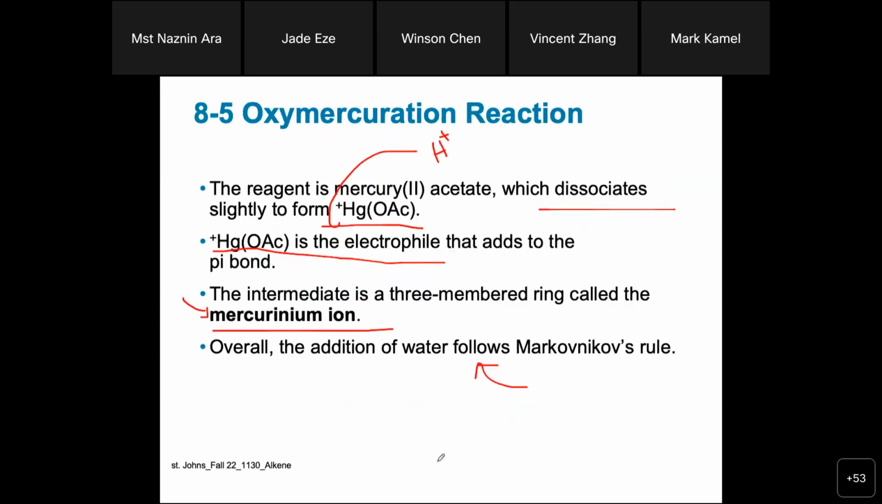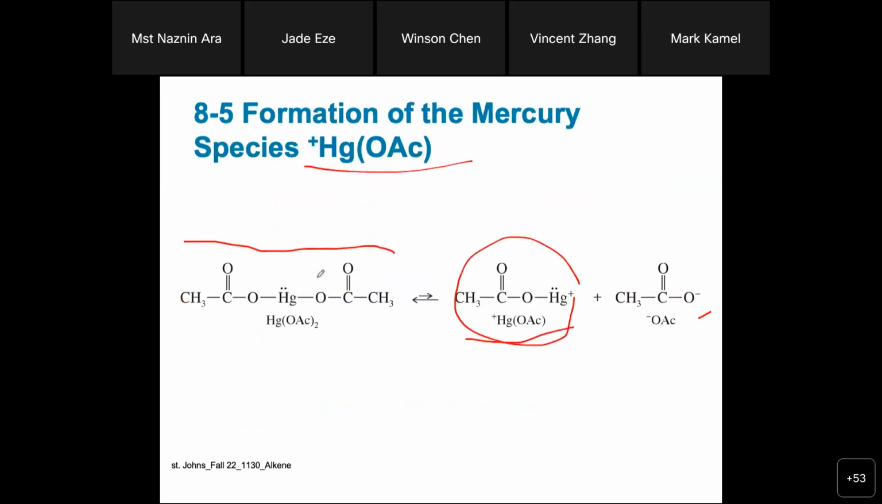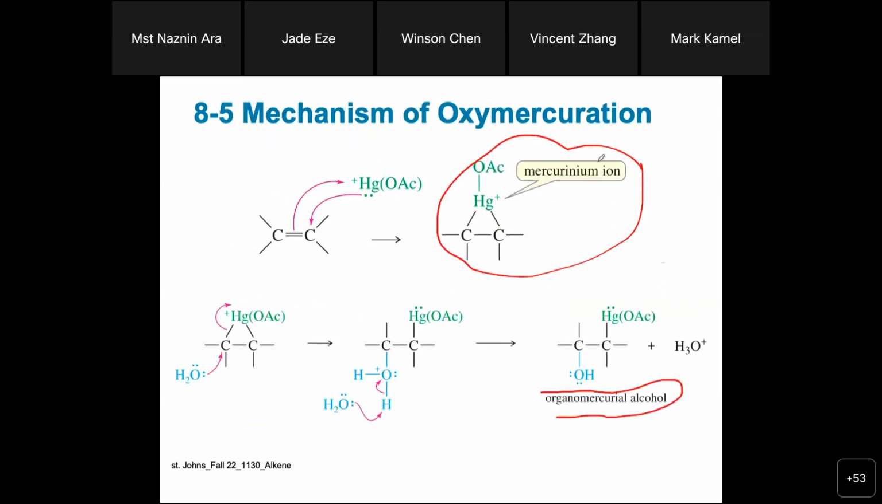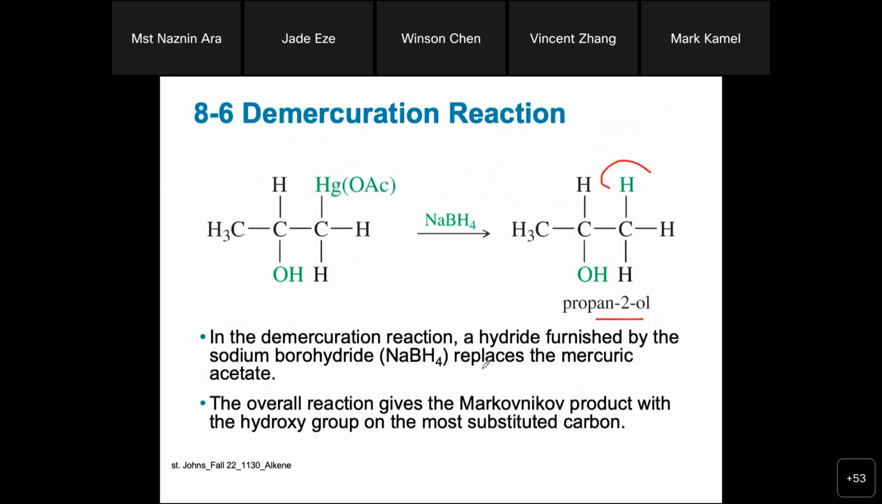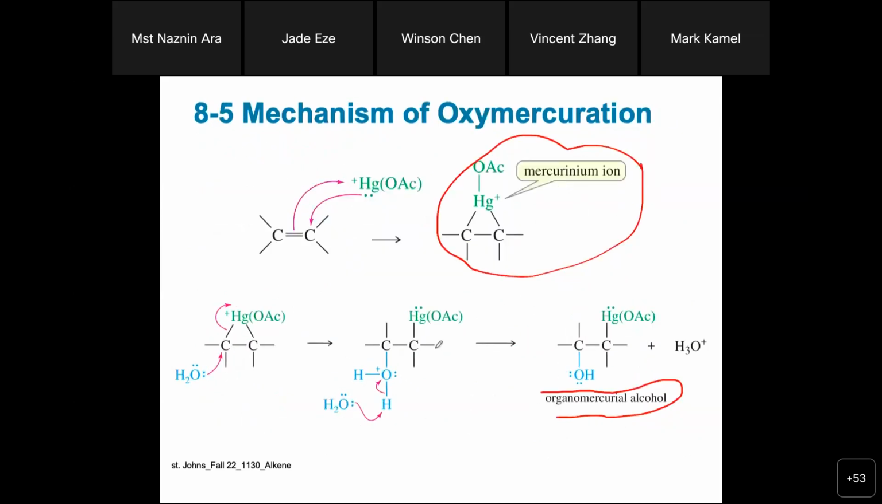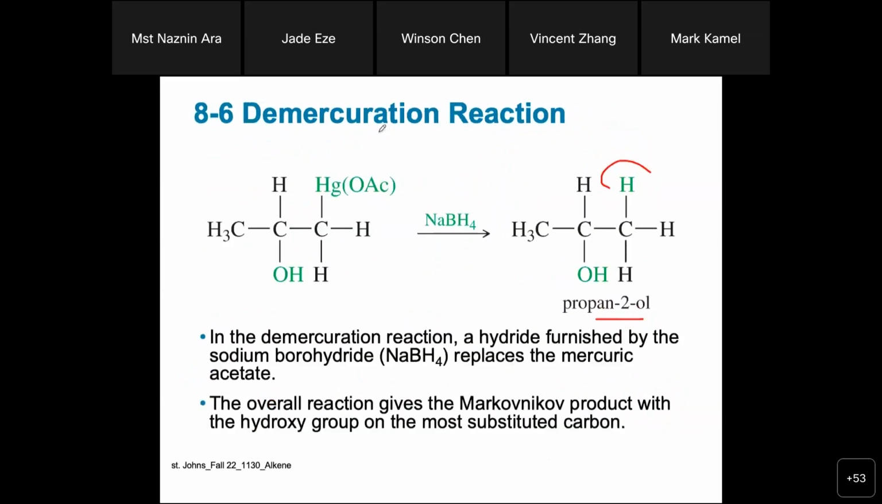So first, this ion will join to the pi bond and form the intermediate mercurium ion, and then the water will open this ring, and the OH will attach, and eventually the hydrogen will replace this mercuric acetate, and finally we will find the organomercurial alcohol like that. This is actually the final product. So this is called mercuration and demercuration. First the mercuration, and finally the demercuration by this agent, and hydrogen comes here.